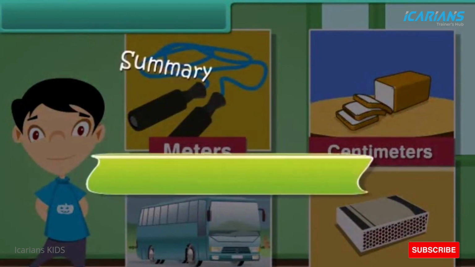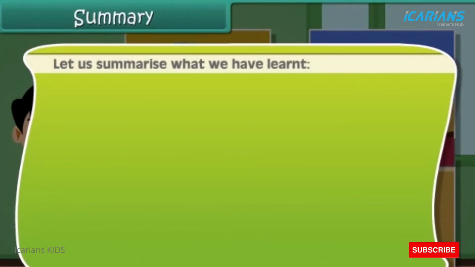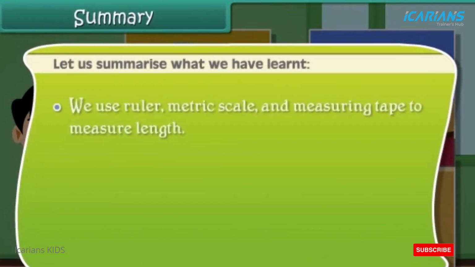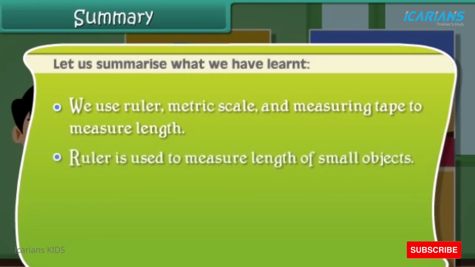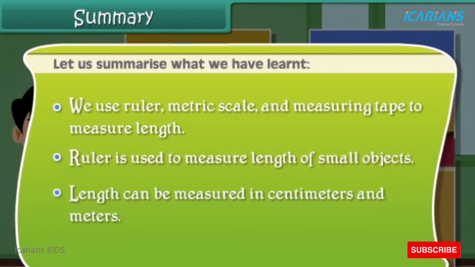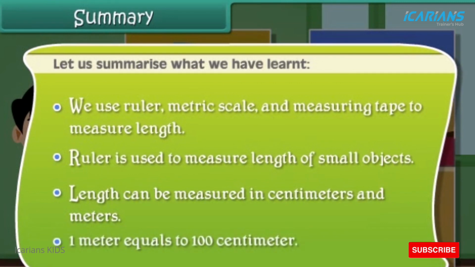Summary. Let us summarize what we have learned. We use ruler, metric scale, and measuring tape to measure length. Ruler is used to measure length of small objects. Length can be measured in centimeters and meters. 1 meter is equal to 100 centimeter.